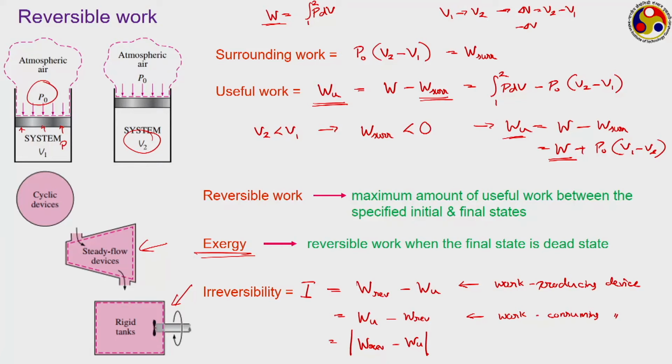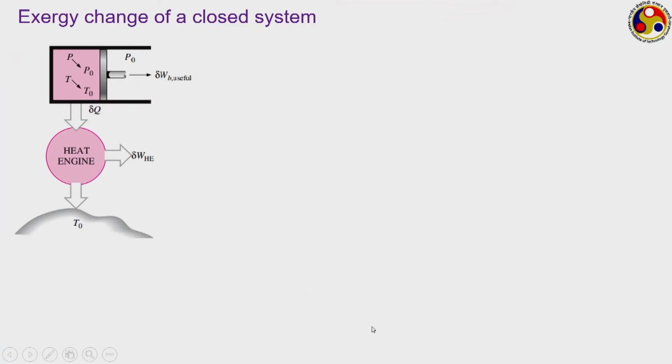And this irreversibility can now be referred to the entropy generation, which we were introduced to in the previous lecture, as T naught into S gen, where T naught is the surrounding temperature and S gen is the magnitude of entropy generation. So, this way we can relate the irreversibility with the entropy generation, and we can also get a relationship between exergy and the entropy generation, because when the final state is a dead state, this W reversible refers to the exergy of the system. So, let us see how we can calculate the exergy change of a closed system.